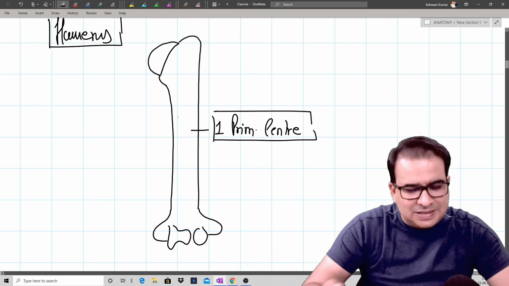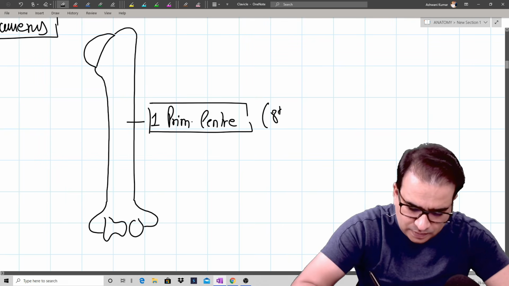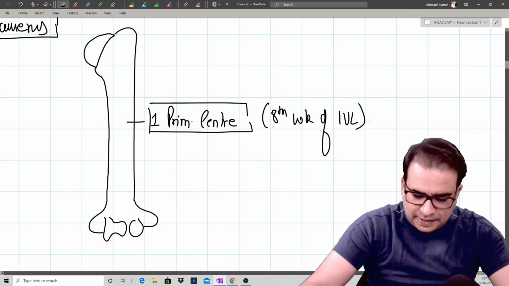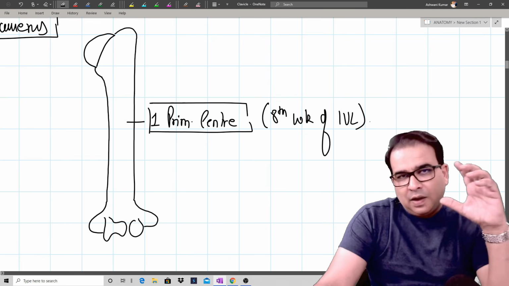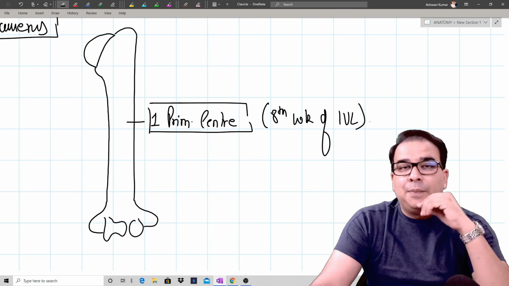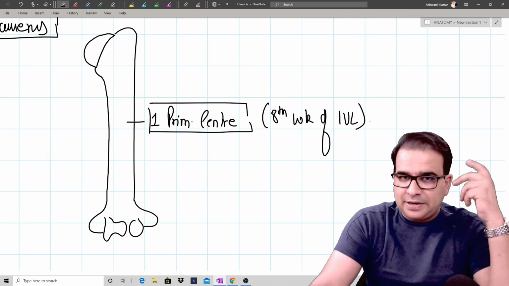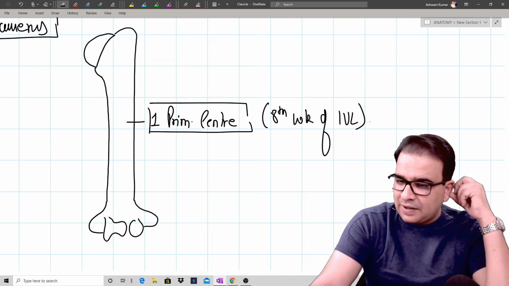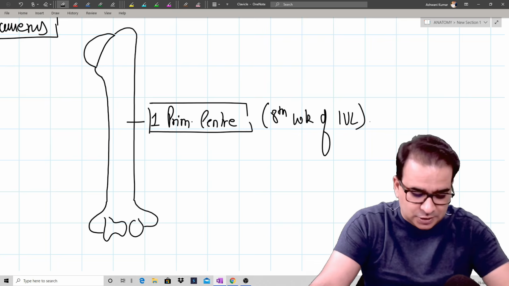Once again, this primary center appears at the 8th week of intrauterine life. That's the primary center here. When we talk about the secondary centers, guys, upper end and lower end: the upper end has 3 secondary centers of ossification, and the lower end has 4 secondary centers of ossification.